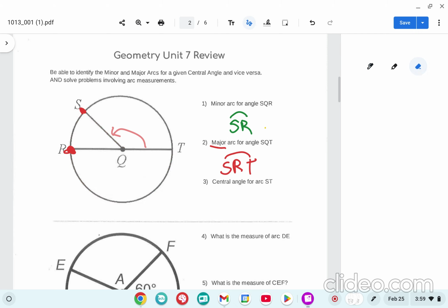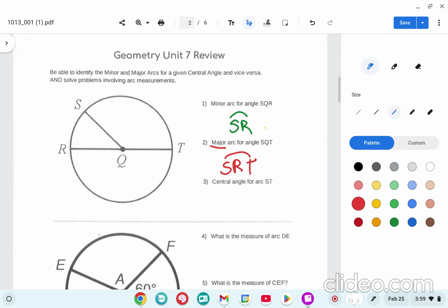Lastly, in this section, we are going to name a central angle. So we're being given the name of an arc. We're being given the name of arc ST. Here's arc ST. And we want to name the angle that makes it. The angle that makes it crosses through S, and it crosses through T, and it creates this angle here, angle SQT. And so we write our answer as an angle with the angle symbol, and then SQT because Q is the vertex of the angle.